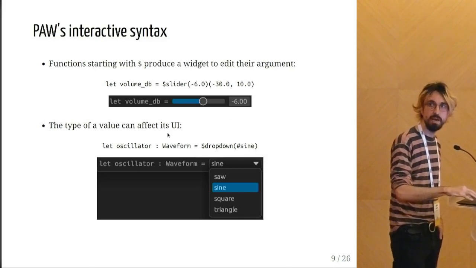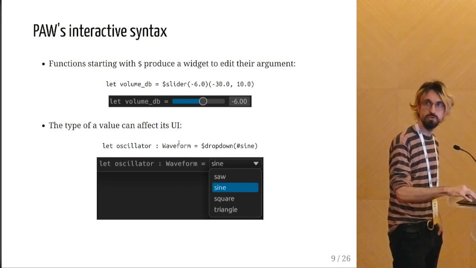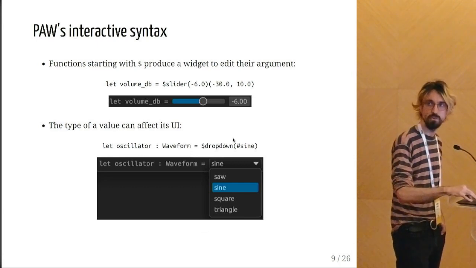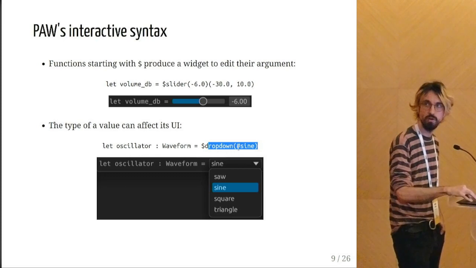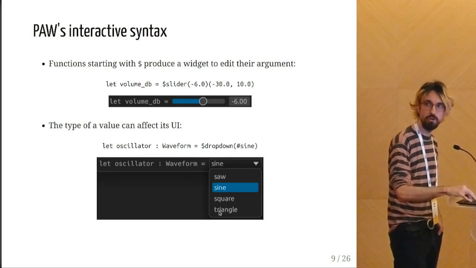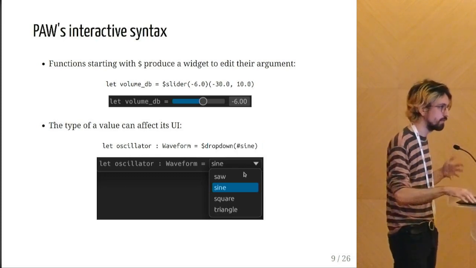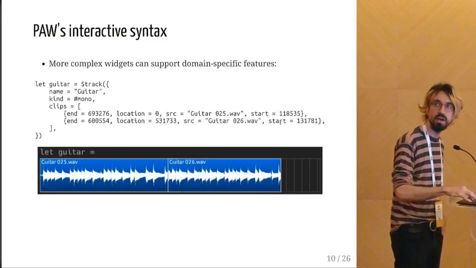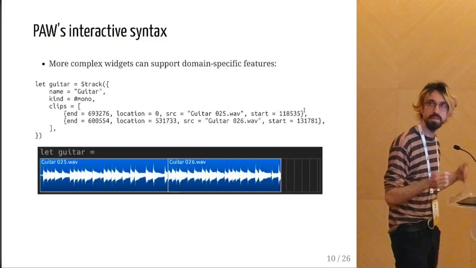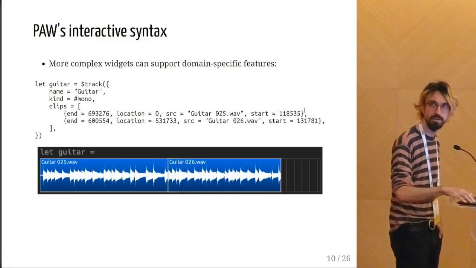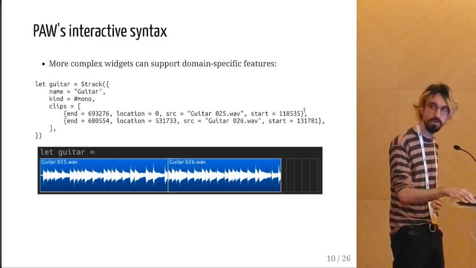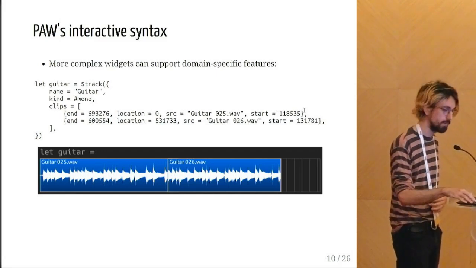The syntax is type aware. So here, for example, I have this union type that can take several different values, and so if I add a drop-down widget for it, it'll allow me to select among the different possible values for that type. And then I have those domain-specific UI. I have only the one for now, but I think in the future it would be valuable to have more. I would love to have a sequencer at some point.